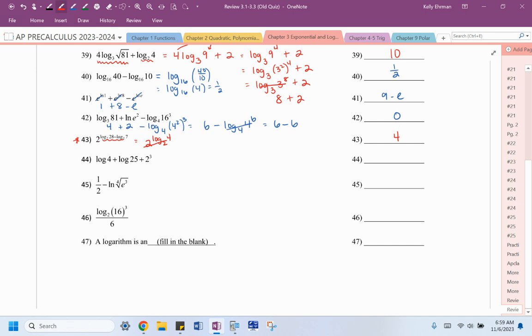Okay, 44. Log of 4 plus log of 25. Can't do anything with those separately, but I can condense them. That's the log of 100, 4 times 25, plus 2 to the third is 8. The log of 100, because this is base 10, is 2. 2 plus 8 is 10. 1/2 minus, you could rewrite this as natural log of e to the 3/4. So we've got to do 1/2 minus 3/4. That's 2/4 minus 3/4. So negative 1/4.